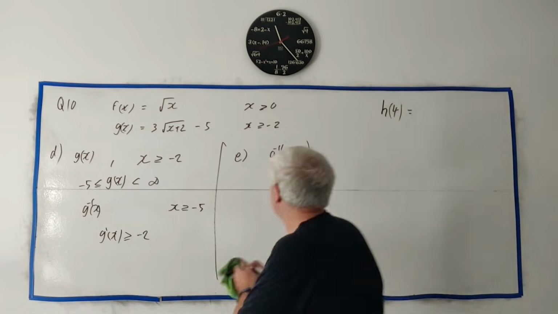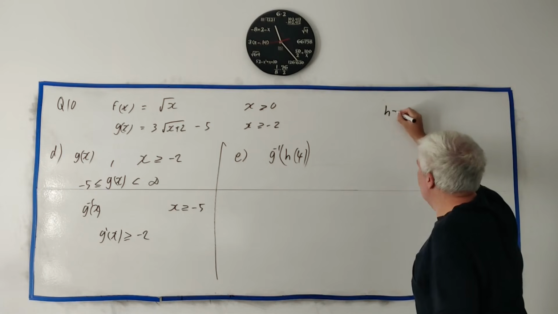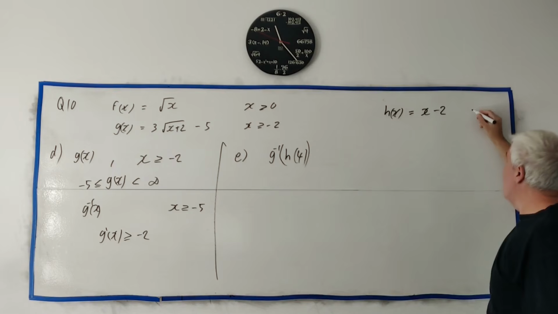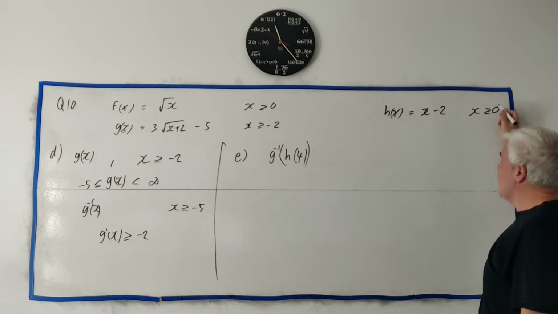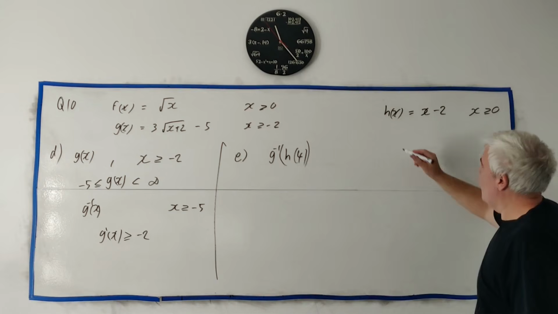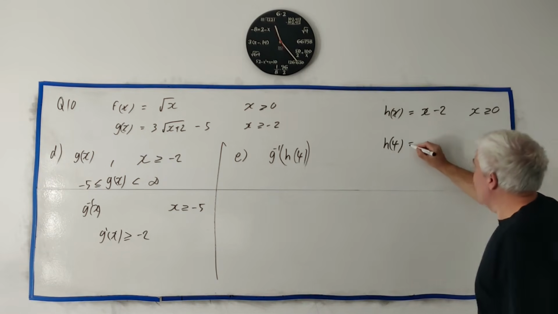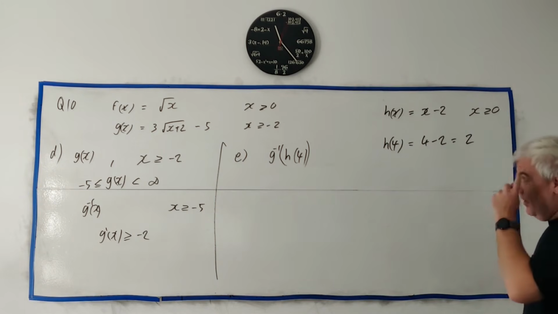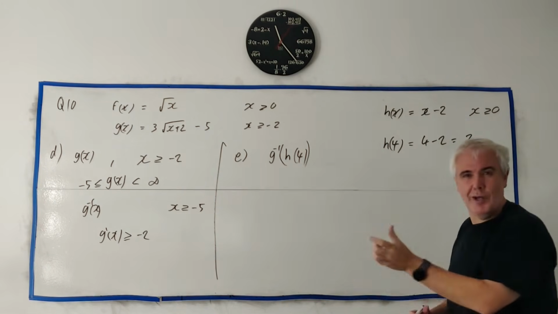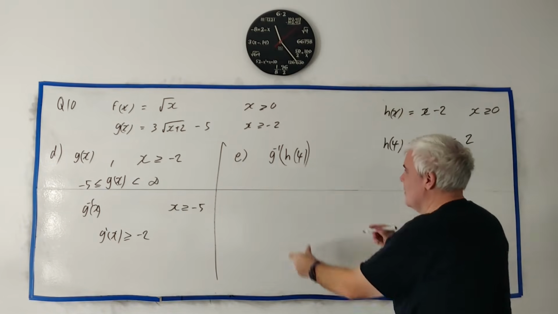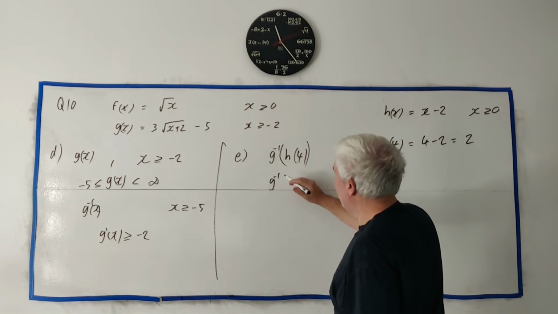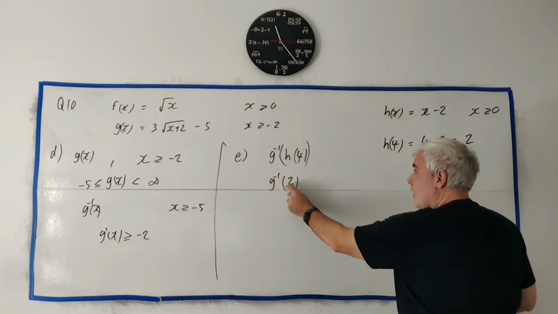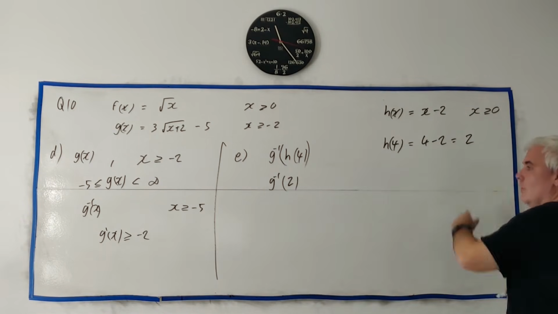Let's do it up the top here. h(x) was a very simple function. It was equal to x minus 2, and it only worked when x is bigger than or equal to 0. So if I put 4 in, that's simply 4 minus 2, which is equal to 2. So instead of the question they gave us, this is why we can do it with just one mark. Instead of this, which is identical to the inverse of g of 2, instead of h(4), it's just 2. h(4) is equal to 2.